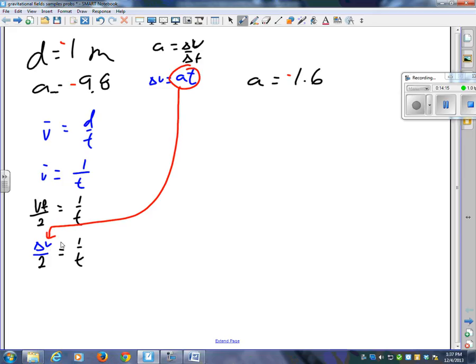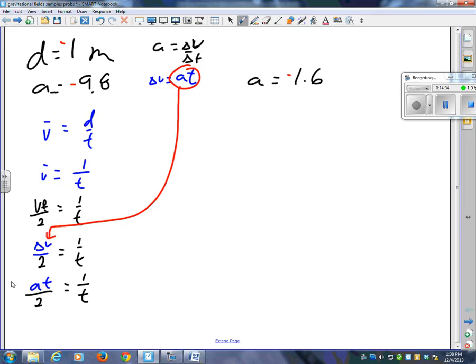And so now I'm going to write in blue: AT over 2 is equal to 1 over t. Are we going to get questions like this? This is ridiculous. No, you're not going to see this. I'm proving a point. All right.